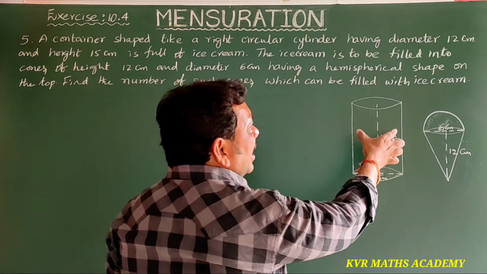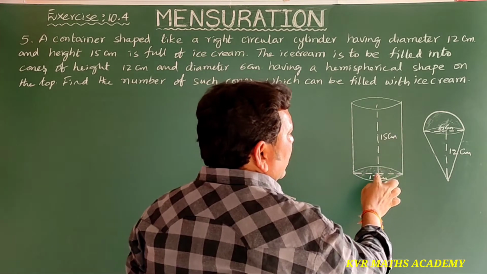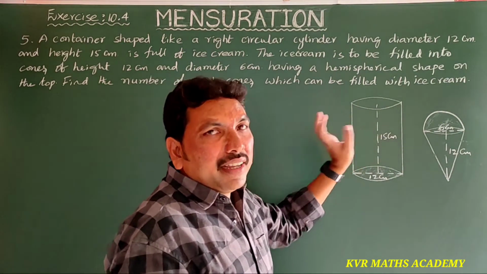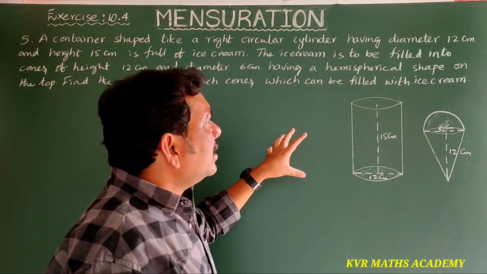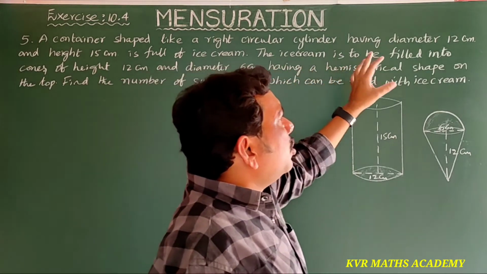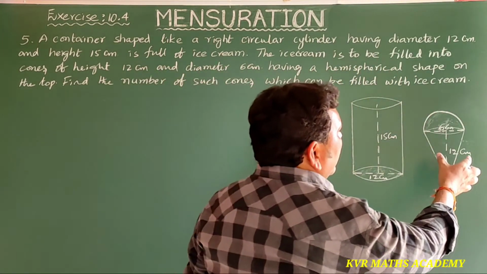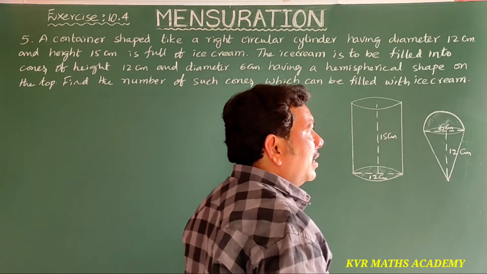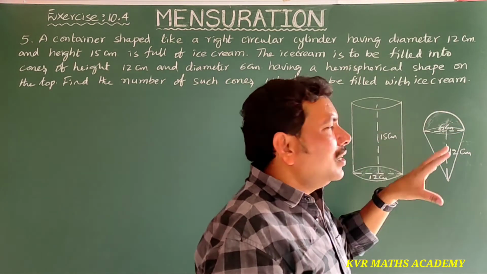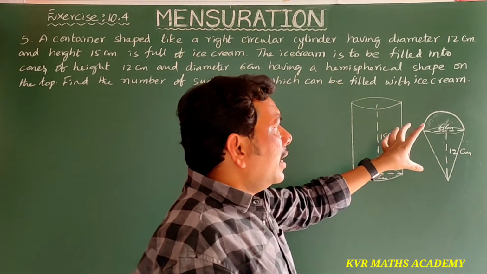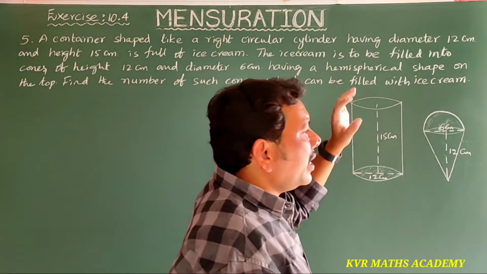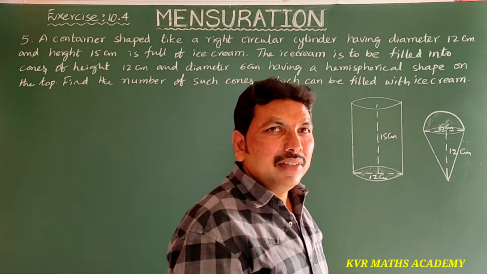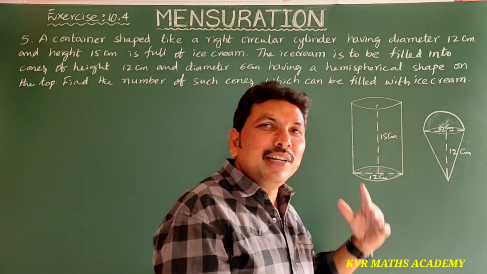See, a cylindrical container is there, whose height is 15 centimeters and diameter is 12 centimeters. It is full of ice cream. Next, the ice cream is to be filled into cones of height 12 centimeters and diameter 6 centimeters with hemispherical heads on the top. So, how many cones can be made from the total ice cream in the cylindrical container? Let us find.